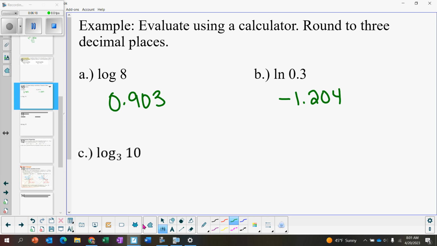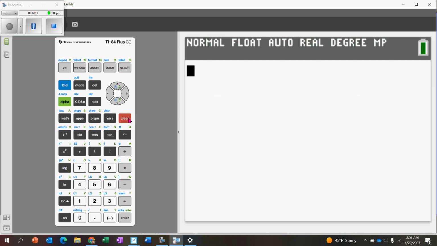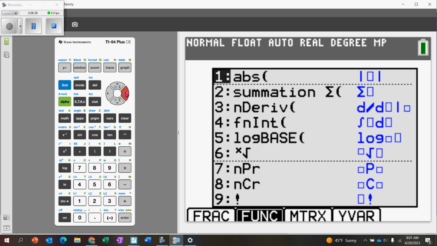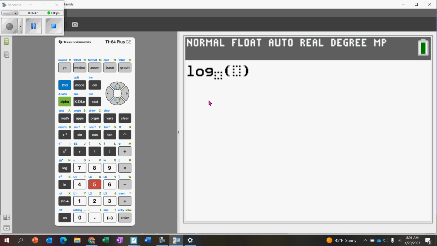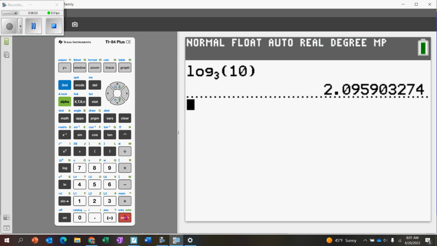Log base 3 of 10 is a little trickier because when I hit log, I don't get to choose a base. So when I hit log here, they're assuming a base of 10. So there's 2 ways to go about this. If I hit alpha and y equals, it's going to give me some choices here. So I don't want fractions, I want functions. I'm going to go over to functions, and number 5 has log with a base. So I'm going to choose 5, and now I can select a base of 3 of 10, and I get 2.096.